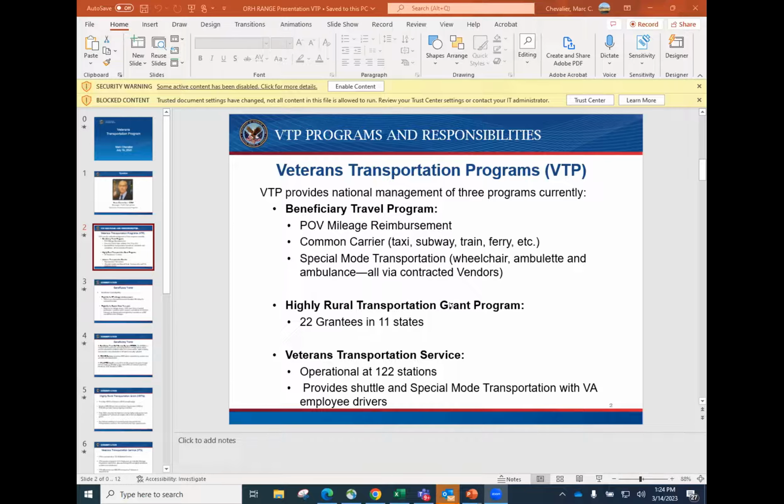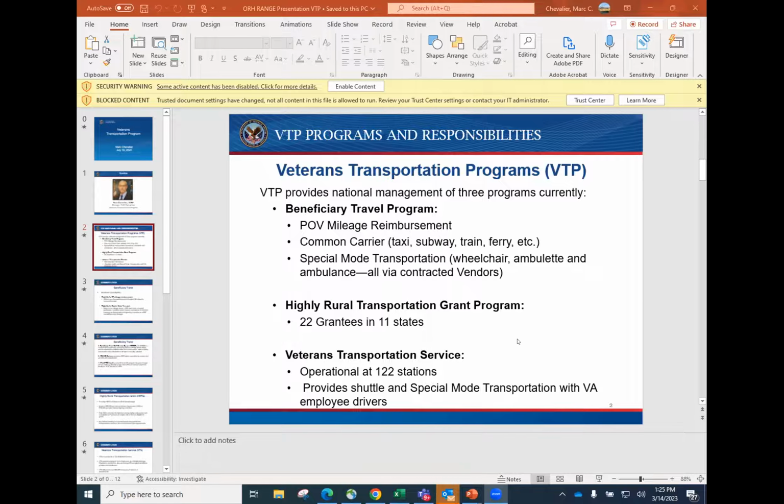Now, for all beneficiary travel, there's some eligibility criteria. The veterans have to be 30% or greater service-connected disabled, or they have to have an income below the pension threshold. And there's a couple of other criteria as well that are few and far between, but do exist. For special mode, there also has to be a medical condition that a medical provider identifies and prescribes the transport as a wheelchair, ambulator, or ambulance.